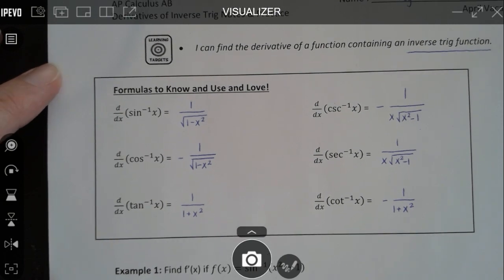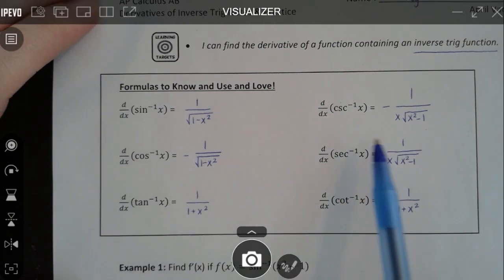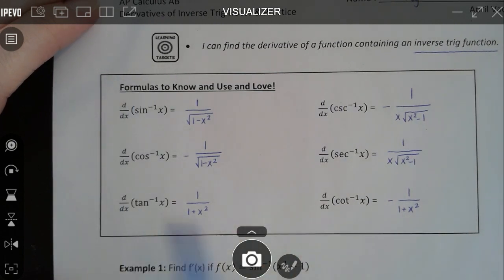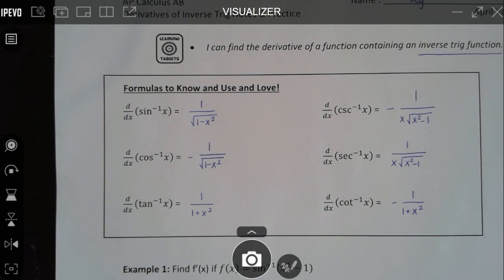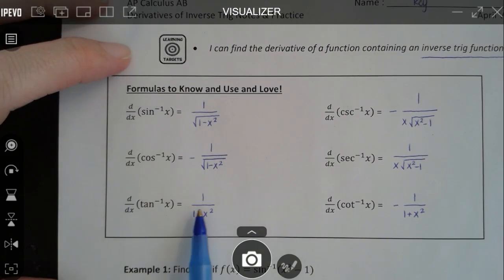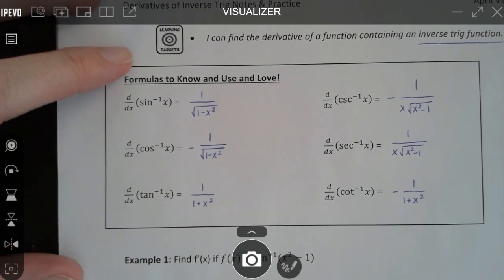Hi everybody. Today we're going to be talking about finding derivatives of functions containing inverse trig functions. So the first thing that I will need you guys to do is pause the video so that you can copy down these formulas. These derivatives are purely formula based. And these are definitely formulas that you're going to want to know and remember for the AP exam.